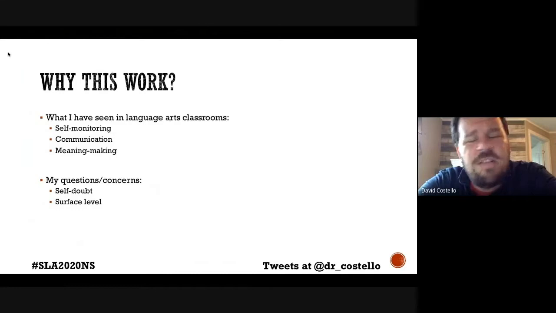What I've seen in language arts classrooms, I've seen students who are self-monitoring. When they're reading something and it doesn't make sense, they'll stop and go back and either reread the section, skip ahead to see if those comprehension pieces come together and it makes sense, or try to use one of the other reading strategies. So they're self-monitoring and they're monitoring when they're coming off the tracks. They're focusing on communication and on meaning making, both in expressing themselves and their ideas and in receiving and understanding what is being said and making meaning with that.